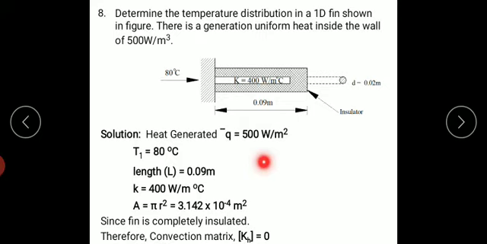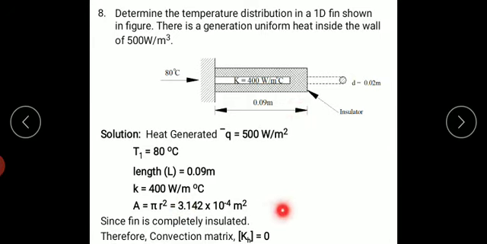If it is not there, if it is in Kelvin or meters, you convert it. Okay, so T1 is what? 80 degree Celsius. Length here is given 0.09. K is given 400. Area is what? Here it is a circular pin. Diameter is given, D is equal to 0.02 meter. So pi r square, so I got this value.